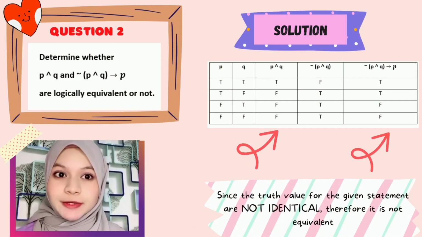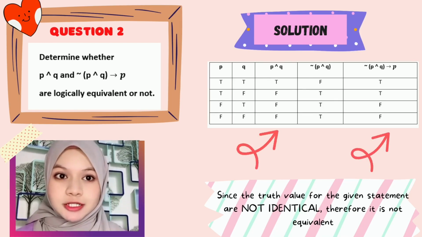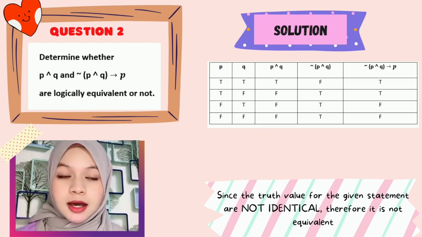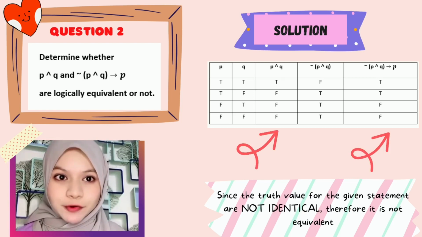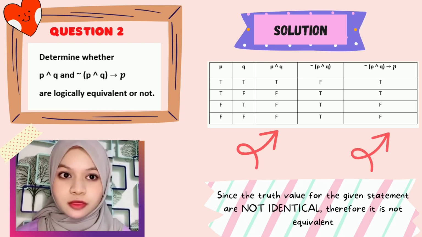Next, I will explain question 2, which is for the non-identical. Question 2 asks us to determine whether P and Q and also the negation of P and Q implies P are logically equivalent or not. Then, for the solution, firstly, we must make a table to find the truth values for the given statements.